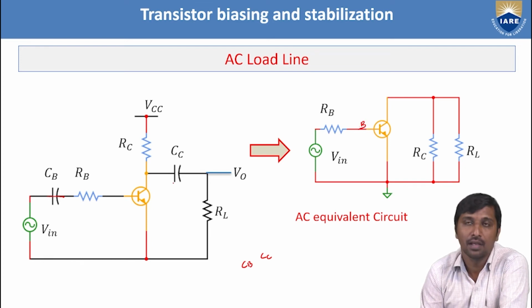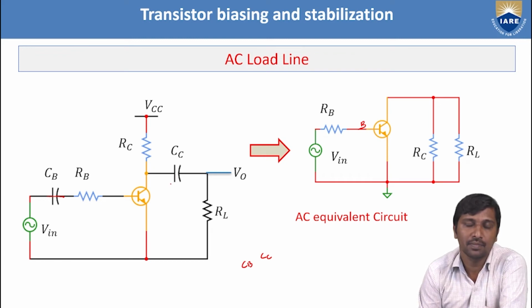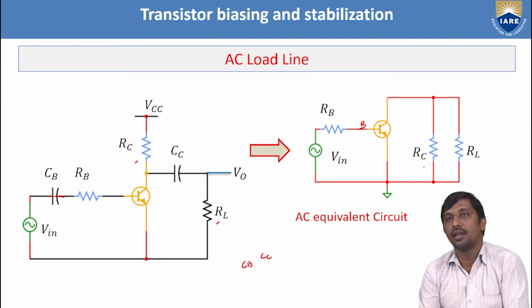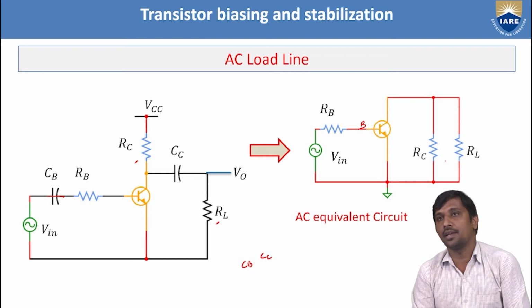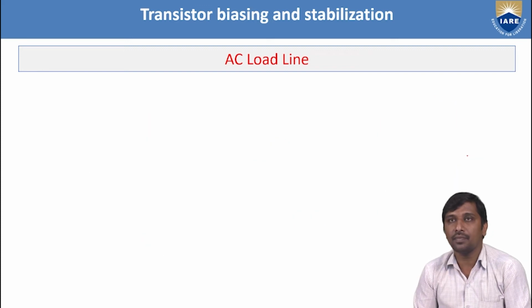If you observe the output side under this AC analysis, we know that the capacitor acts as a short circuit. If this CC coupling capacitor acts as a short circuit, the collector resistance and the load resistance become parallel, and that is the reason I represented them as RC and RL. Both these two resistances are in parallel combination.